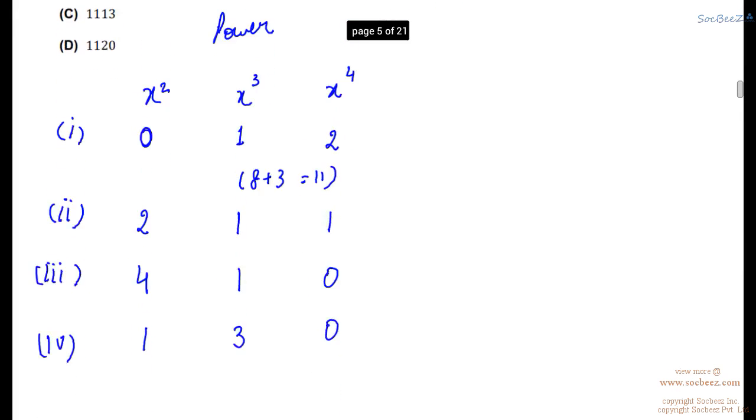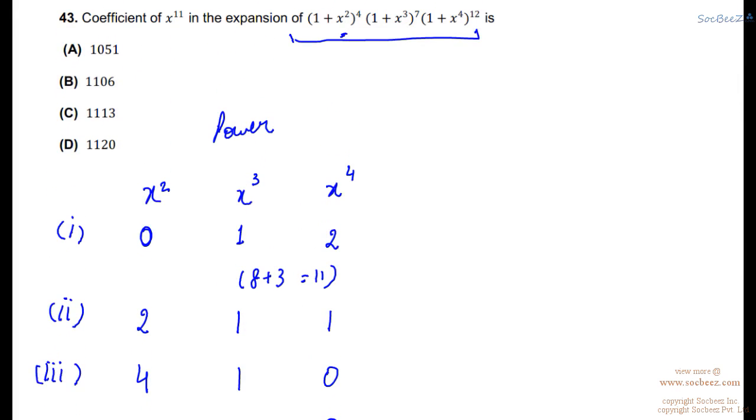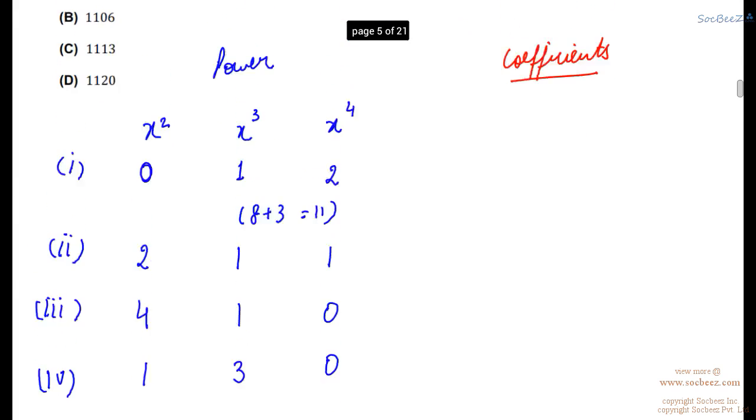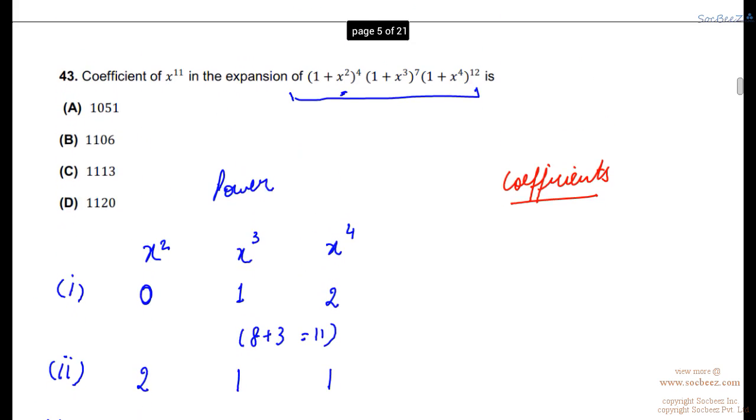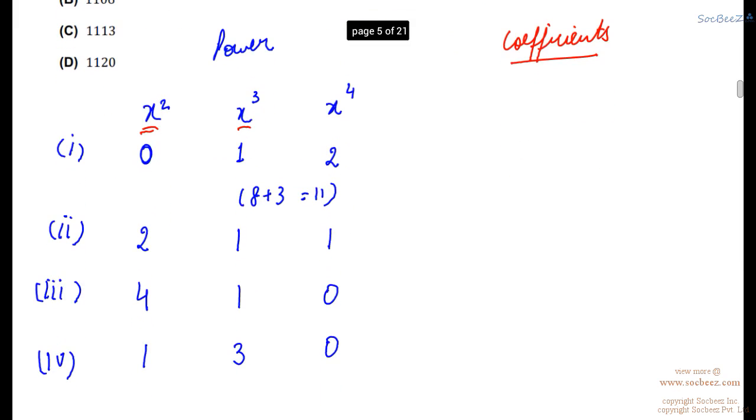Okay, so in all of these 4 cases, the coefficients are going to be different. If we write the coefficients here, since this is 4, this is 7, this is 12, we are going to deal with 4 along with x square, with 7 along with x cube, and with 12 along with x raised to the power 4. So this becomes 4c0, the coefficient becomes 4c0.